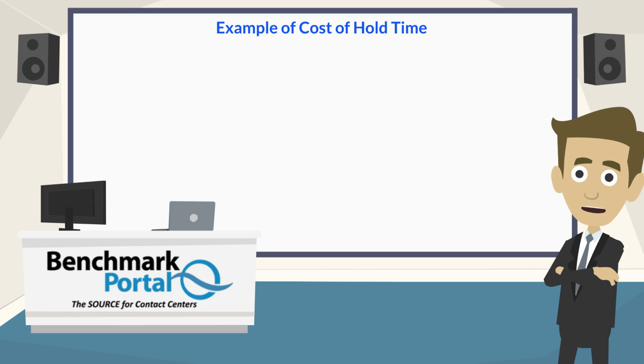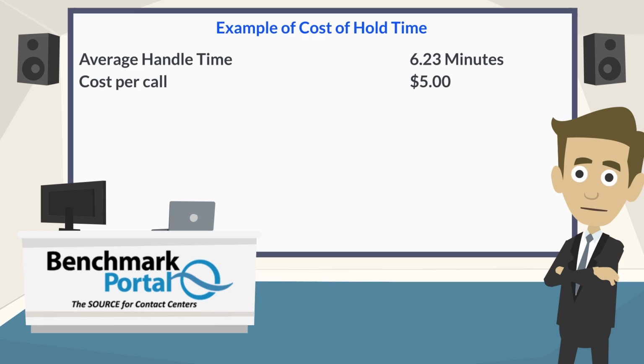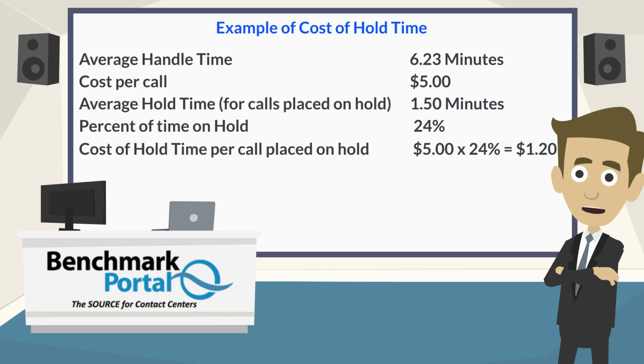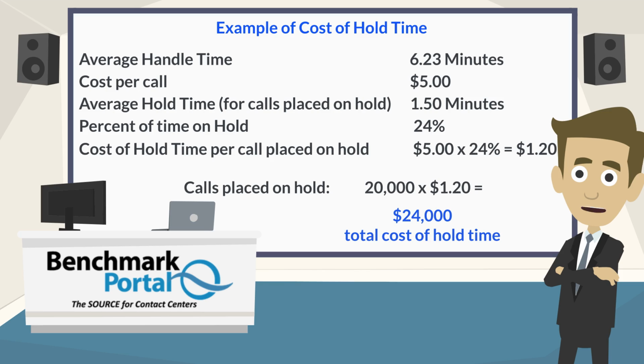Let's look at how this can impact your center operations. In a center with an average handle time of 6.23 minutes, where the cost per call is $5, an average hold time of 90 seconds or 1.5 minutes is costing your center $1.20 for each hold. If your center has just 20,000 calls placed on hold in a year, this means $24,000 in additional costs. And if your center places 200,000 or 2 million calls on hold, well, you get the picture.